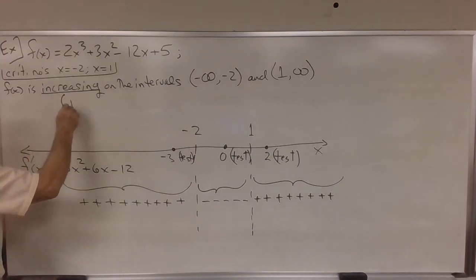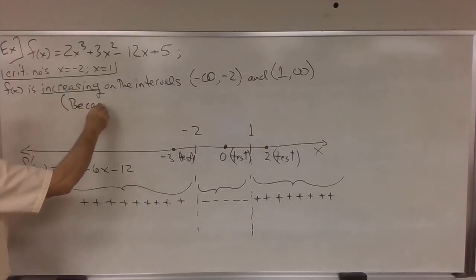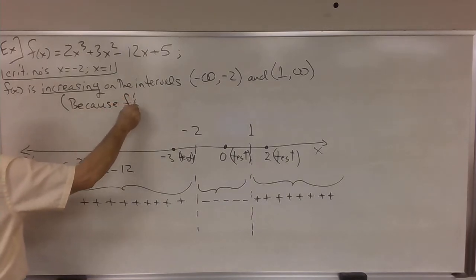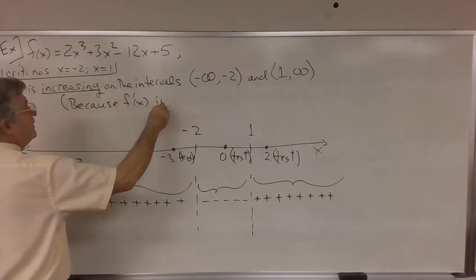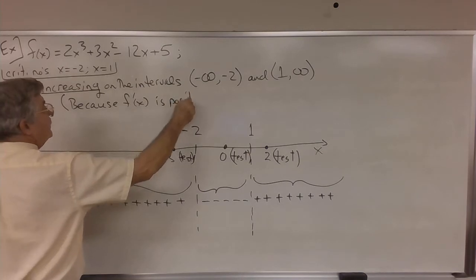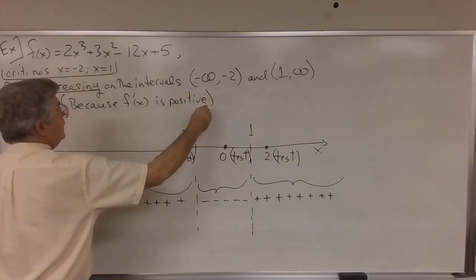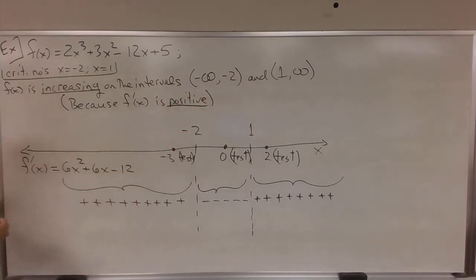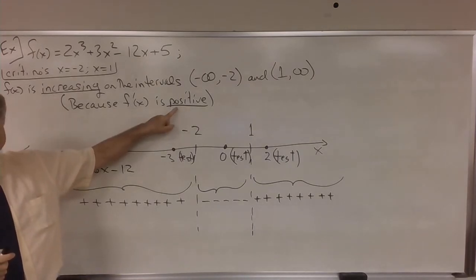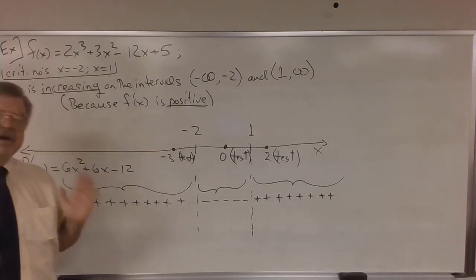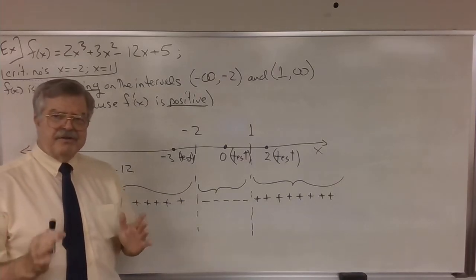And I'm going to write down how it is I know that. F of x is increasing on these intervals because the derivative is positive. And we know that those two things go together.